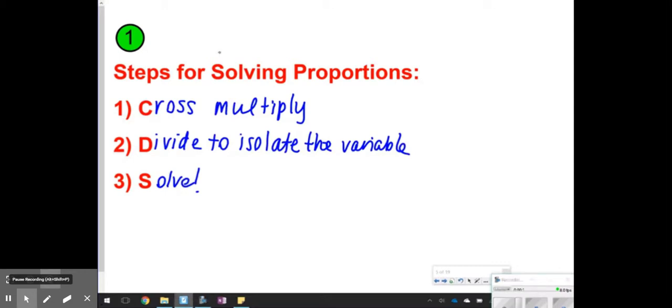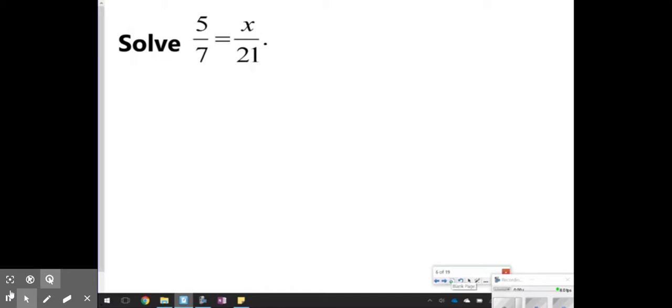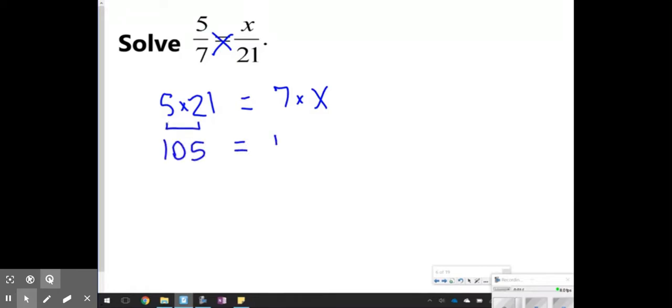Go ahead and take time now to follow the 3 steps. Remember, the first step is to cross multiply. So I'm going to be doing 5 times 21 and 7 times x. Remember when we talked about knowing if something is proportional or not, their cross products will be equal to one another. So that's exactly what I'm doing here. 5 times 21 is 105, and 7 times x is 7x. That would be my first step.